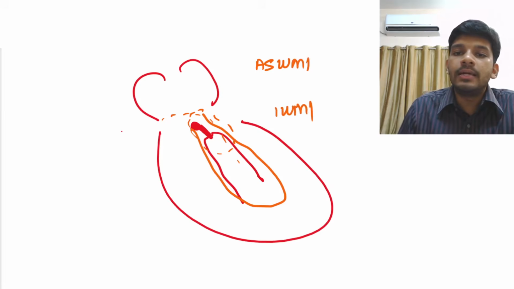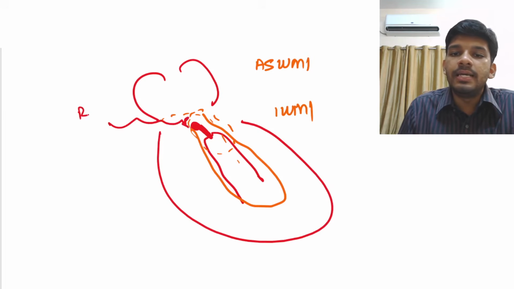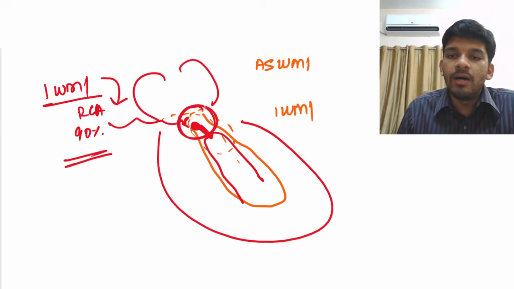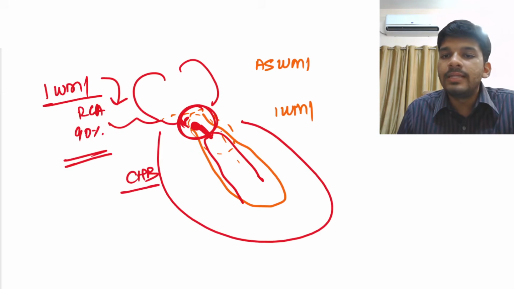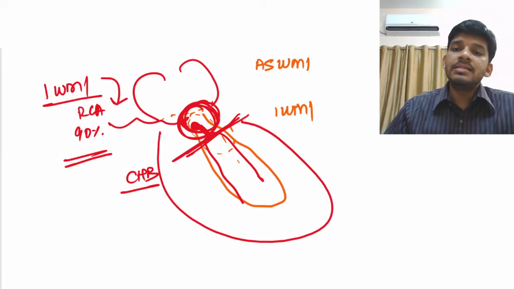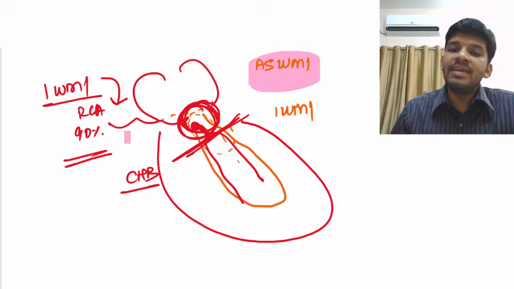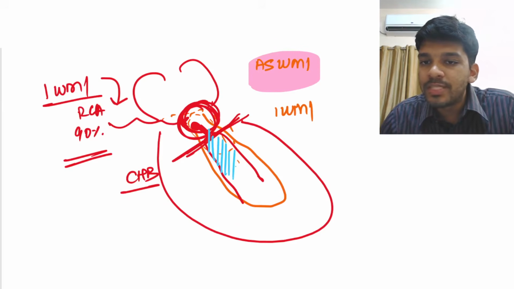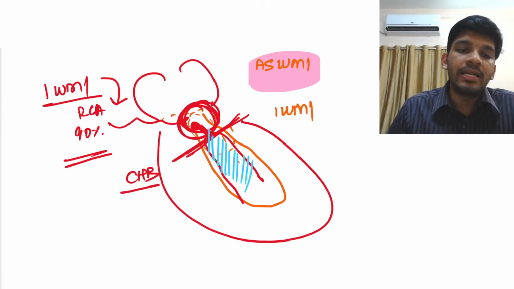Now, remember I told you that the AV node is supplied by the RCA in 90% of the cases. So in an inferior wall MI, this AV node undergoes ischemia, and because of that you get complete heart block, and that is superior to the bundle of His. So it is a suprahisian infarction. Okay. Whereas if it is an anteroseptal wall MI, the AV node is actually intact. The heart block is due to the damage to the septum. The myocardium of the septum itself is damaged. So the conduction is totally affected.